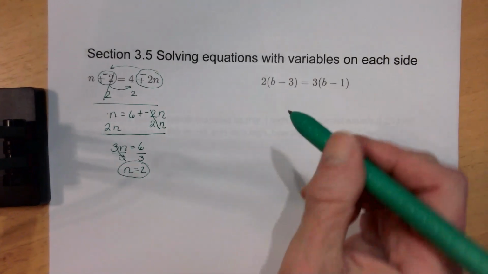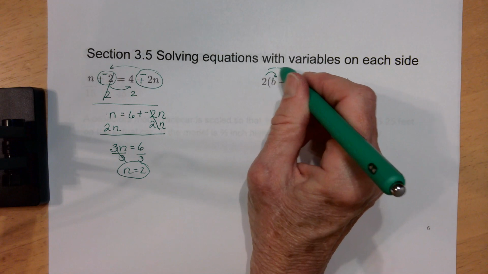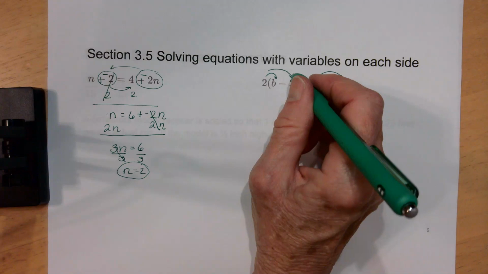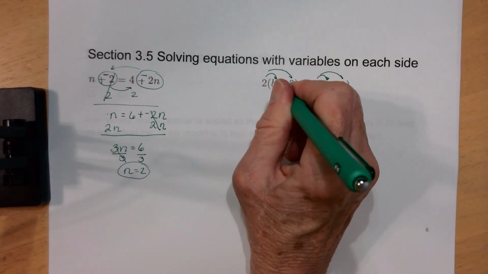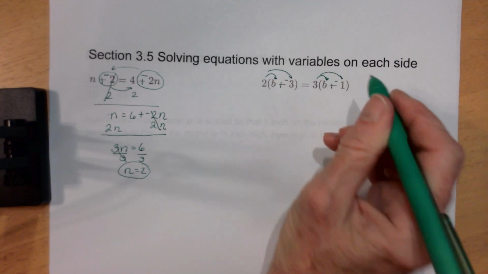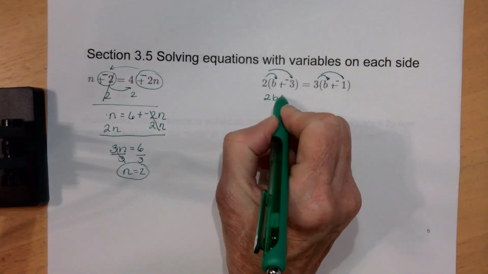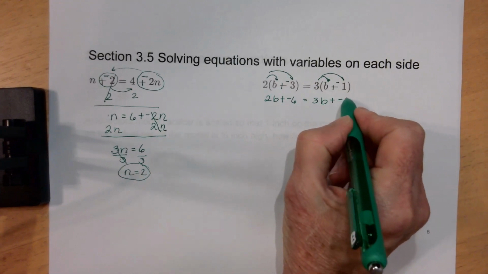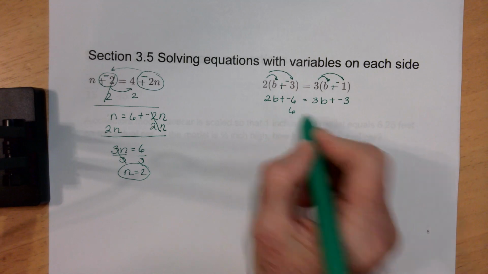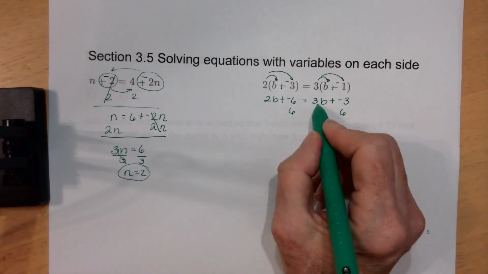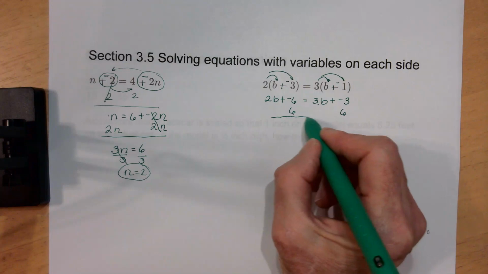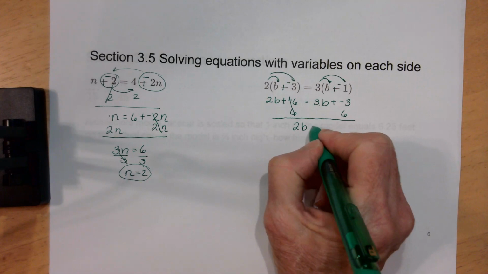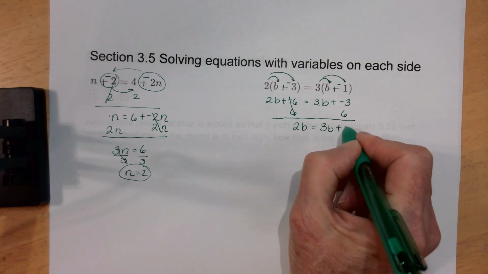On this one, I have to do distributive property first. Here and here. But I will add the opposite, the second number. So I have 2b plus -6 is equal to 3b plus -3. I'm going to add 6 to both sides. Now, obviously, I can't add it to the 3b because I can't connect something with a b with something without a b. So I have 2b is equal to 3b plus 3.